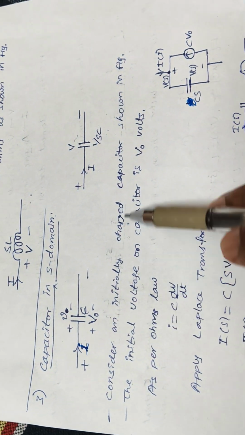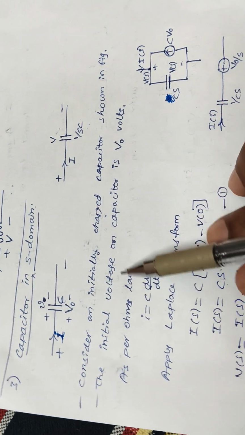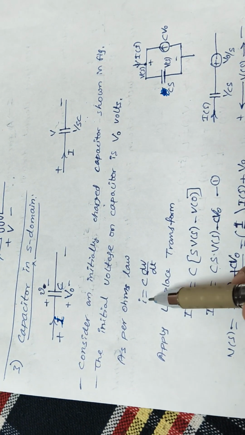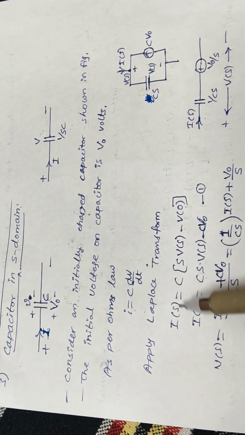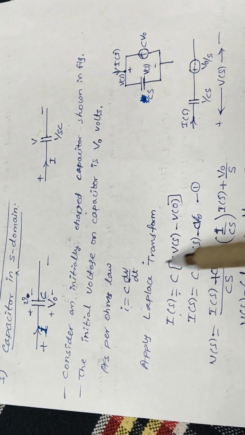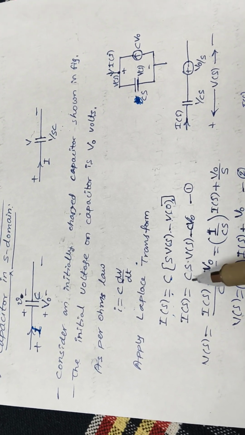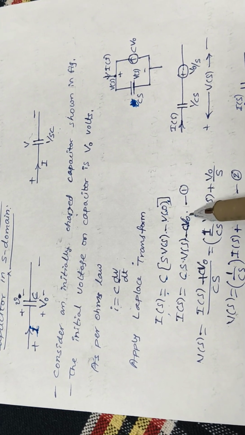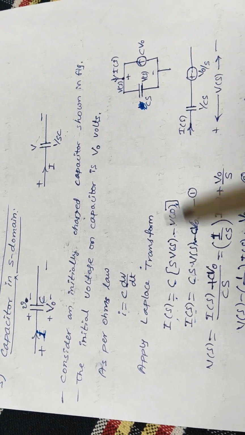So if you consider an initially charged capacitor shown in the figure, that is with V naught, the initial voltage on the capacitor is V naught volts. If you apply Ohm's law, i is equal to C into dv by dt. If you apply the Laplace transform to this time domain equation, I of S is equal to C into the Laplace transform of the differential, that is nothing but S into V of S minus V of 0. If you multiply with the C, CS into V of S minus C into V of 0, which can be represented with the V naught. The same equation I'll represent in figure format.